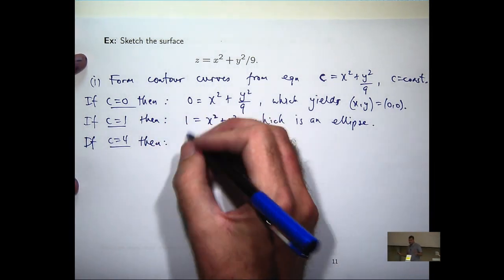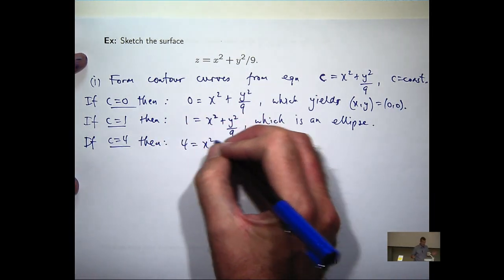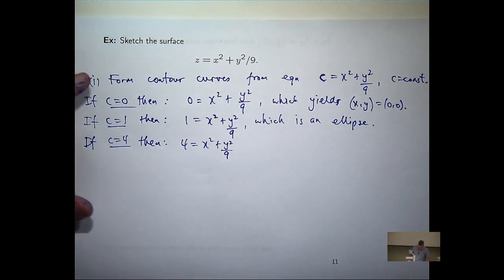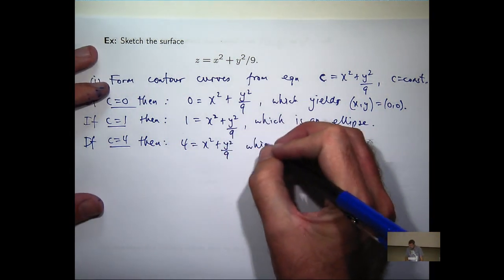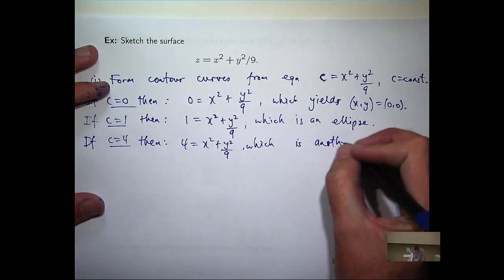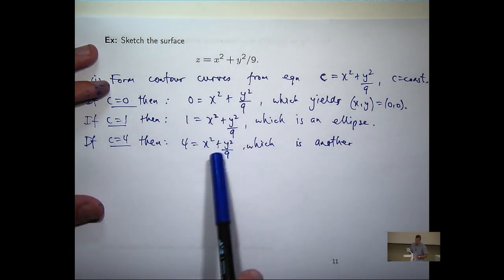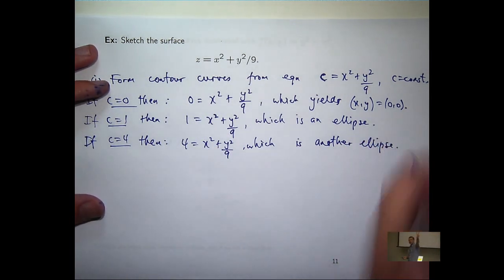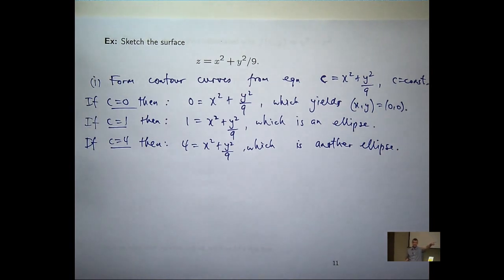Okay, so over here I'm going to get 4 equals x squared plus y squared on 9, which is another ellipse. Okay, I can just bring the 4 down, I'll get 36 down here and 4 down here. So let's actually draw in some of these curves and see what's happening.